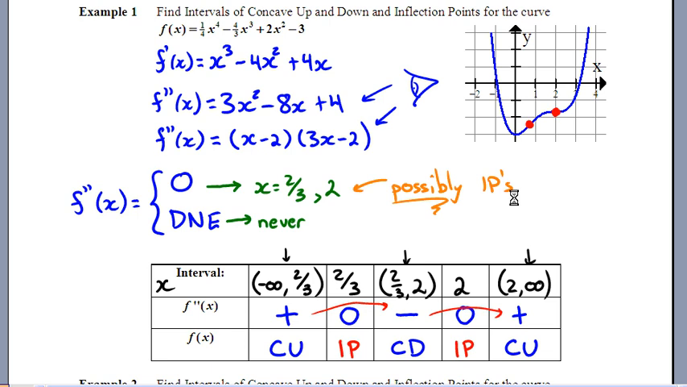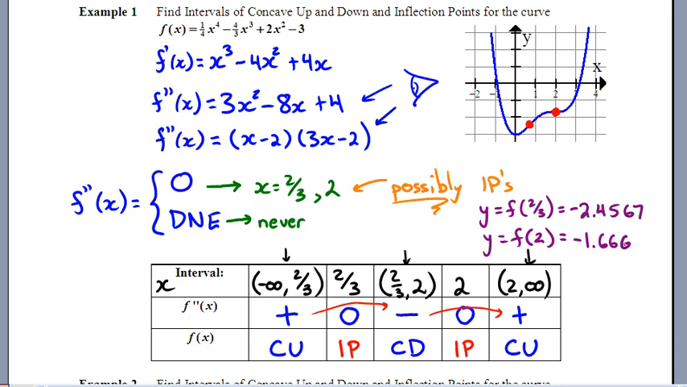Now, if you actually want to go and find those points, because it did say find the intervals, we've done that, but it said find inflection points, I would have to go and find the original function's y values. So I'd say, okay, hey, y value, what are you? Just use the function for that when you put 2/3 in. And when I tried that out, I ended up getting negative 2.4567. And then you could do another y value. You'd say, hey, I've got to also check out what's going on when I put a 2 into the original function. And when I tried that out, I got negative 1.6 repeating. So I've got my x and my y values now for my inflection points.